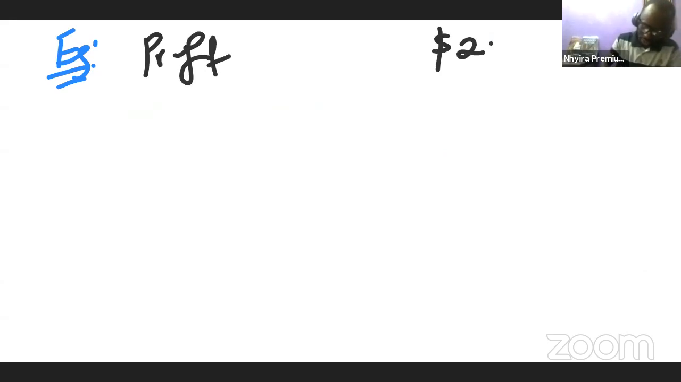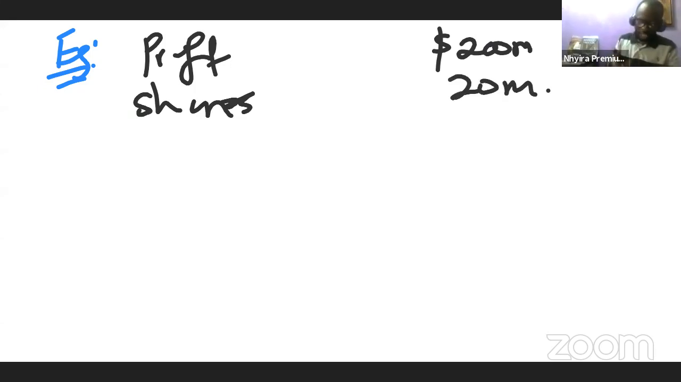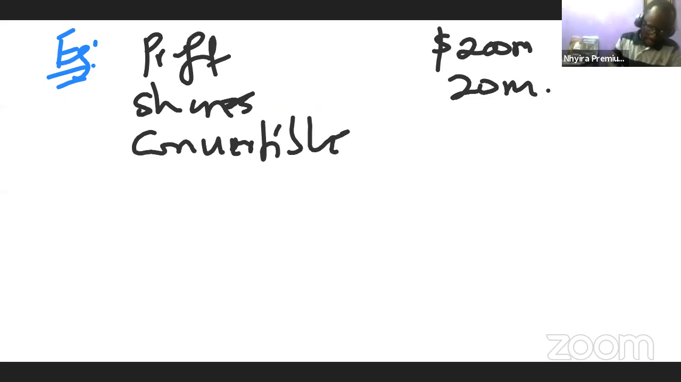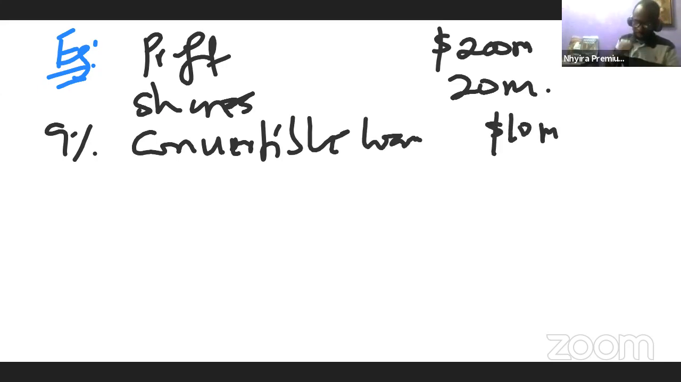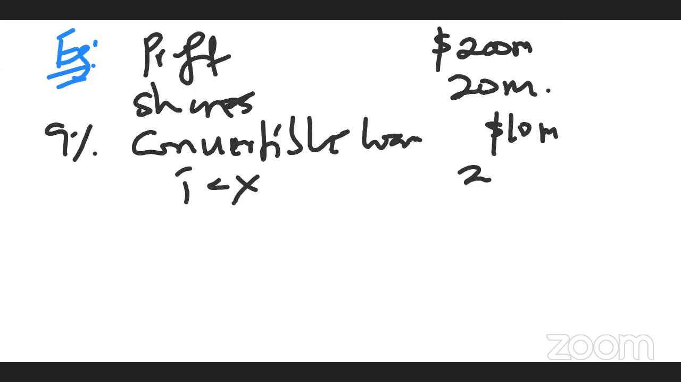So let's bring up a scenario. Let's say the profit for the year is $200 million, okay? Then let's say the shares of the company were 20 million. Then let's say there was a convertible loan note. Let's say it's a 9% convertible loan note of $10 million. And then let's say the tax rate for the company is 25%.